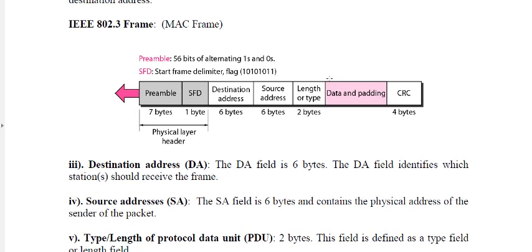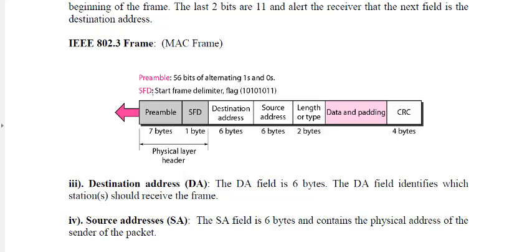Now you have to remember carefully. Preamble is for synchronization, which uses 56 bits in the form of alternating ones and zeros. And we have the start frame delimiter or SFD, which holds 8 bits, 10101011. That's important. It is followed by destination address, DA, followed by source address, SA, followed by length or type, meaning less than 1518 or more than 1518, and then followed by data and padding.